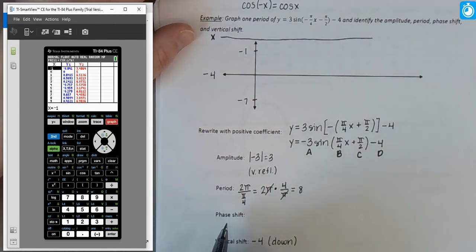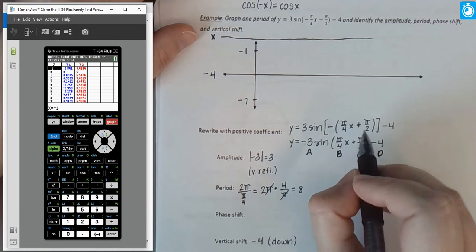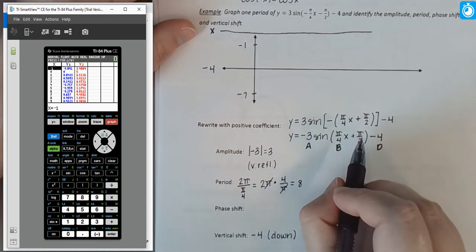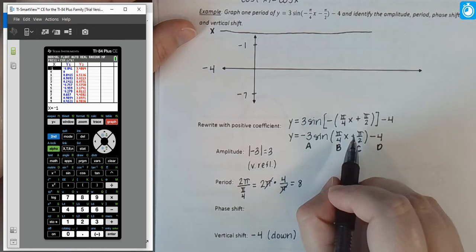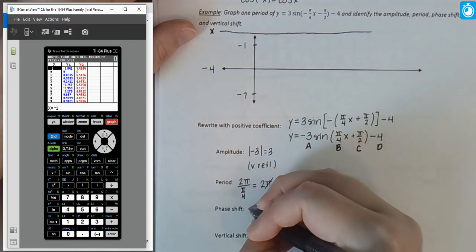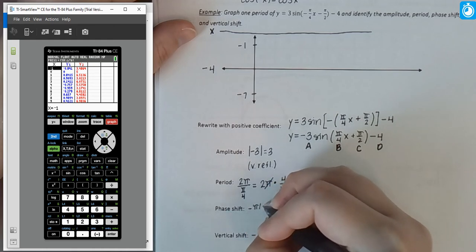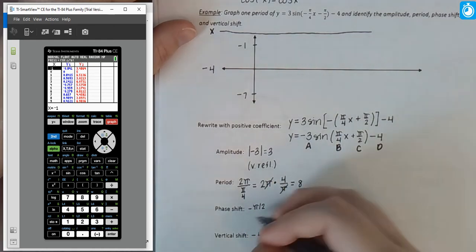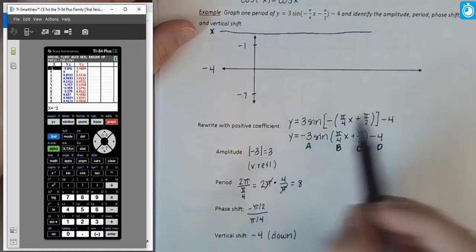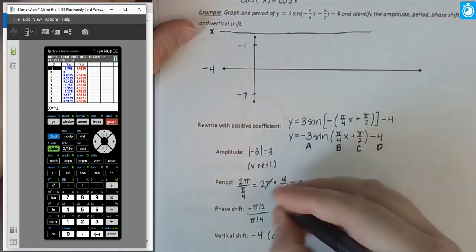Now what about our phase shift? What does that look like? Well, we have a value for C and we have a value for B. So C in this case is positive, or we're adding C, which means the actual value for C from the perspective of the phase shift is going to be negative, and then we're dividing by our value for B. So because we're adding, it's going to shift our graph to the left.